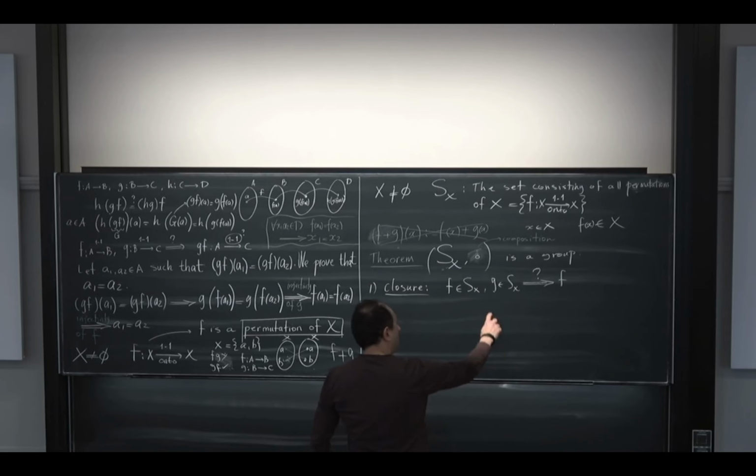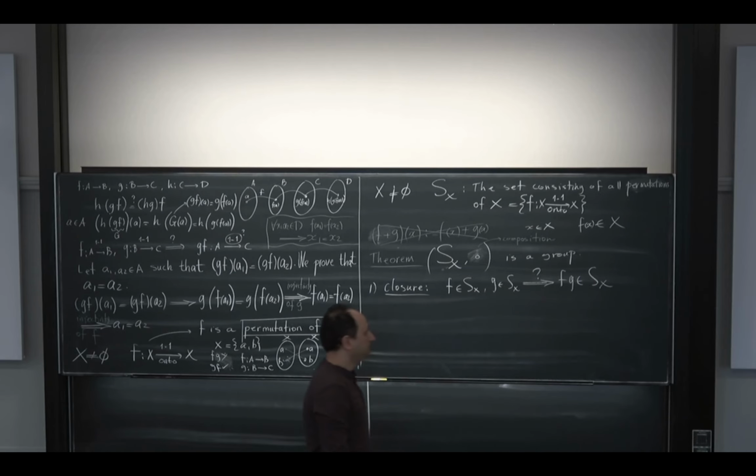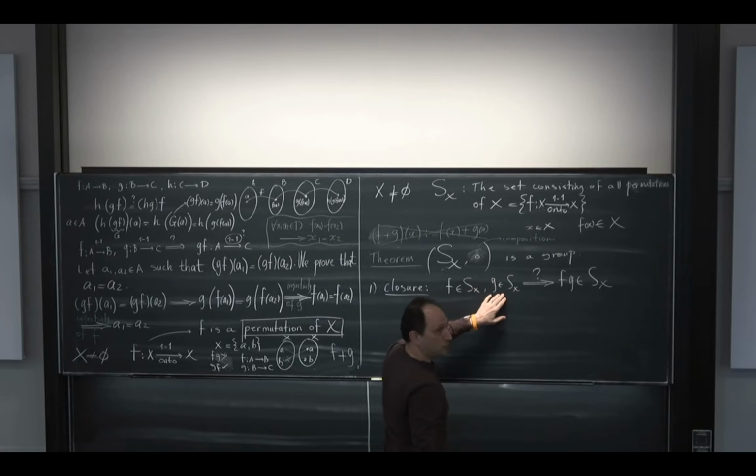But now I want to show that F∘G belongs to Sx. Tell me why. The definition of the set, it's all bijective functions, and we said that if we have two bijective functions, composing them is a bijective function. Finished. Yes? So this is bijective by definition. What is inside S of x? Bijective functions. This is also a bijective.